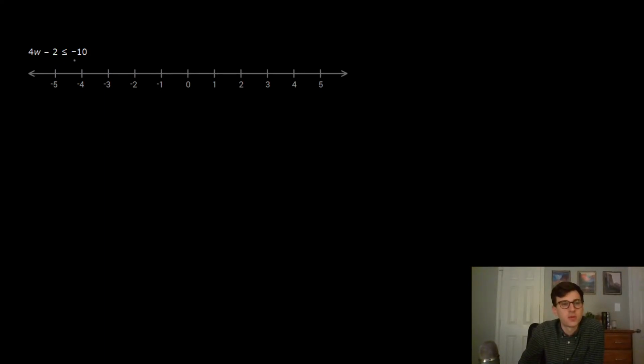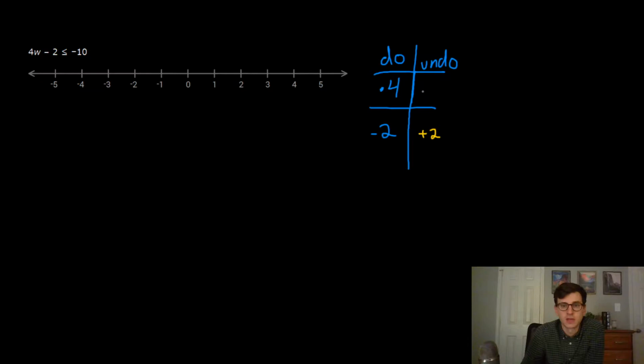Here I have 4w minus 2 is less than or equal to negative 10. So solve this just like you would solve an equation. Maybe start with a do-undo table, or whatever works for you. If I'm thinking about what's being done to w, the first thing is that I do 4 times w and then I subtract 2. So to undo that, I would add 2 and divide by 4. So let's do that here.